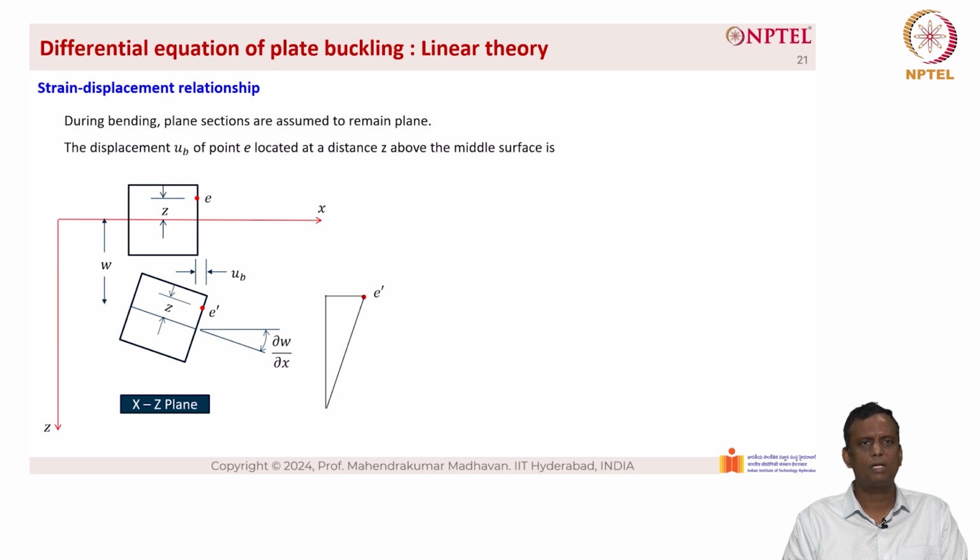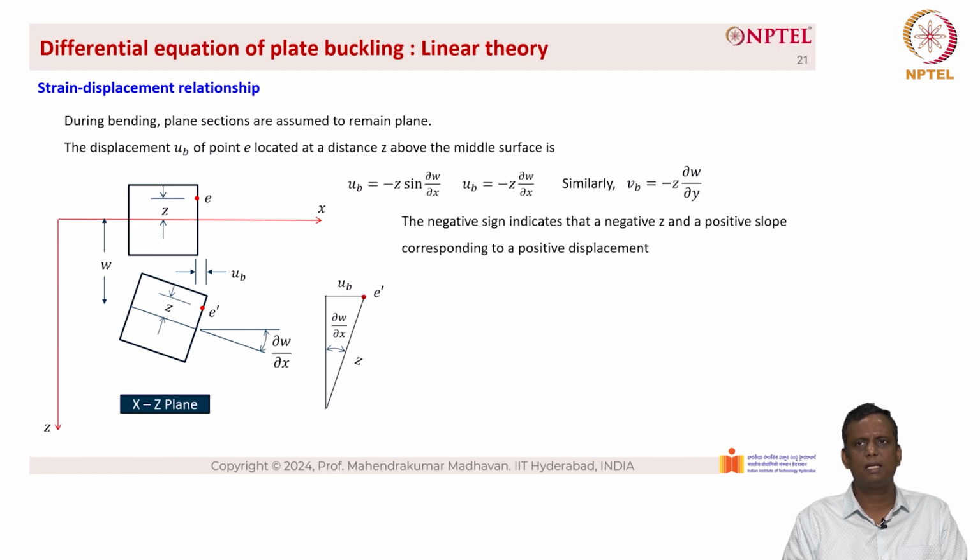So when we look at the small triangle here, we know that the horizontal distance is u sub b, the slanted distance is given by z, and the angle is given by dou w by dou x. And we know that ub here is defined as minus z into sin of dou w by dou x when we resolve the components. The minus sign is because it is in the opposite direction, and so we have u sub b equal to minus z into dou w by dou x, simply because for small values of theta, sin theta equals theta. Similarly, v sub b is given as minus z into dou w by dou y. The negative sign indicates that they are negative z and a positive slope corresponding to the positive displacement.